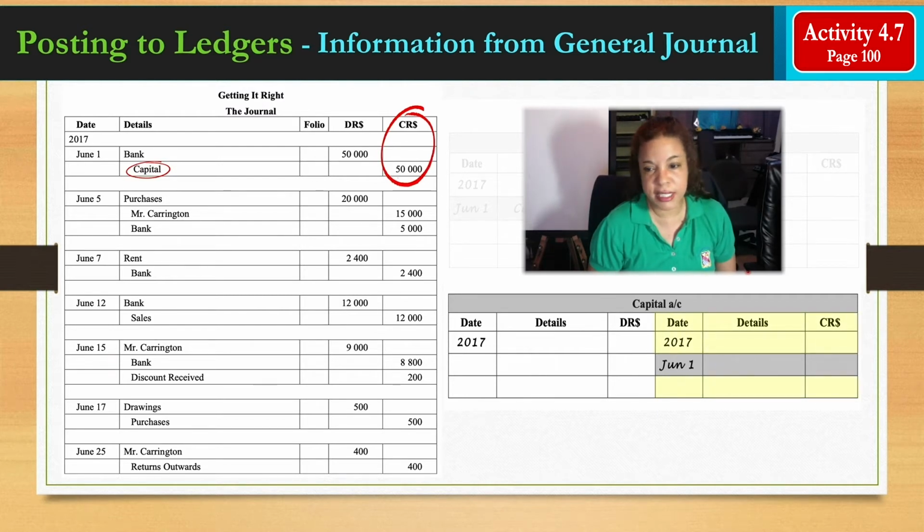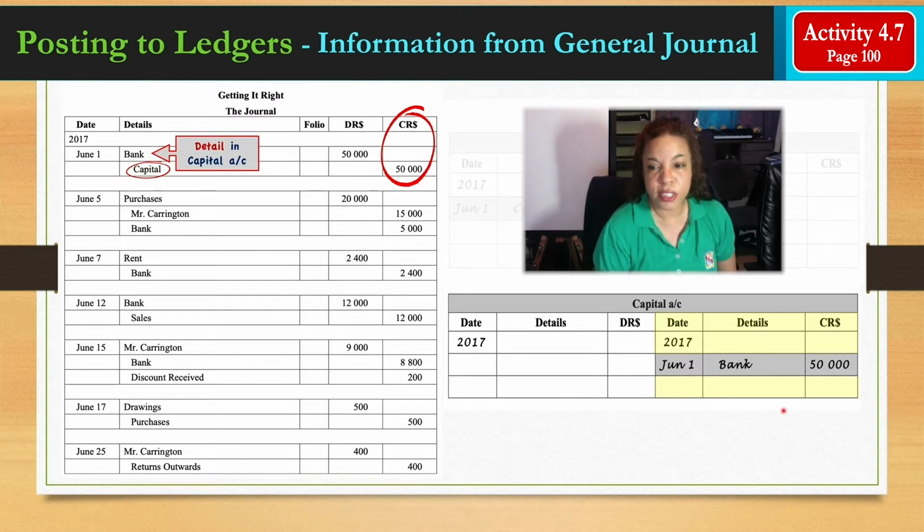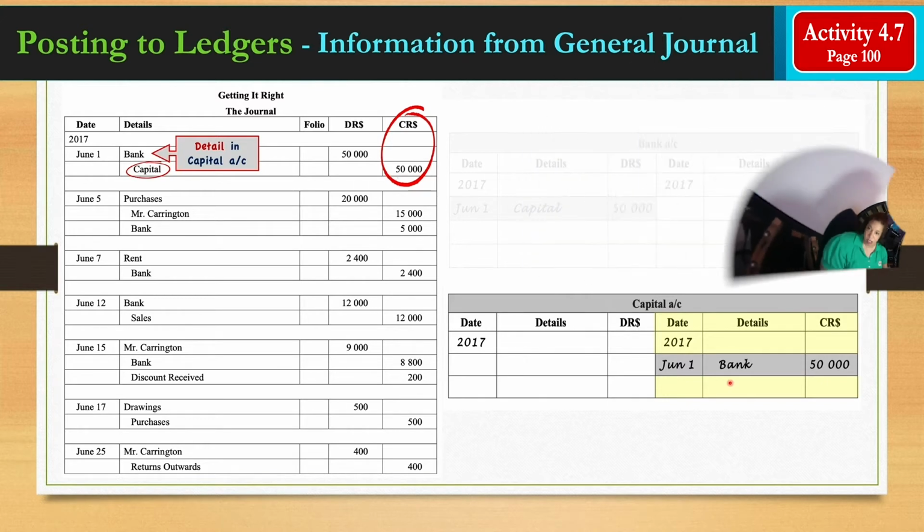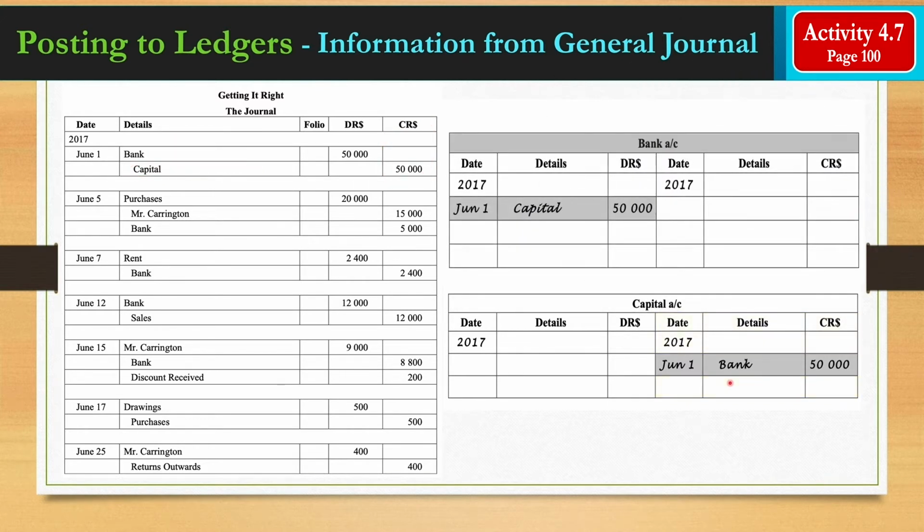50,000. So you're just putting the date. What is the detail again? Since we are on the credit side, it's the other account, which is bank, or more specifically, the account that was debited. So your detail will just be bank, and the amount. Now note, if the account's name is capital, your detail cannot also be capital. It must be the other account. And when there are two accounts, it's very easy. It's just the other or the second account. So there you have for June the 1st, your two accounts, bank and capital.